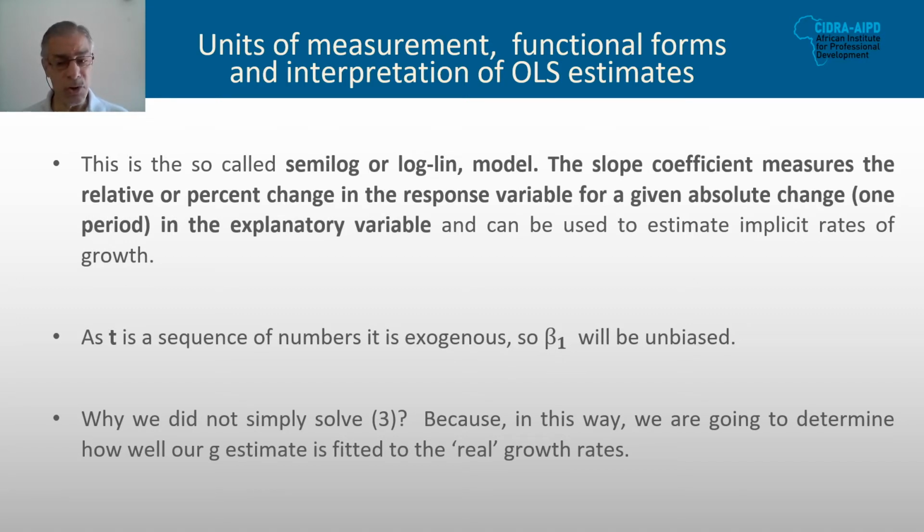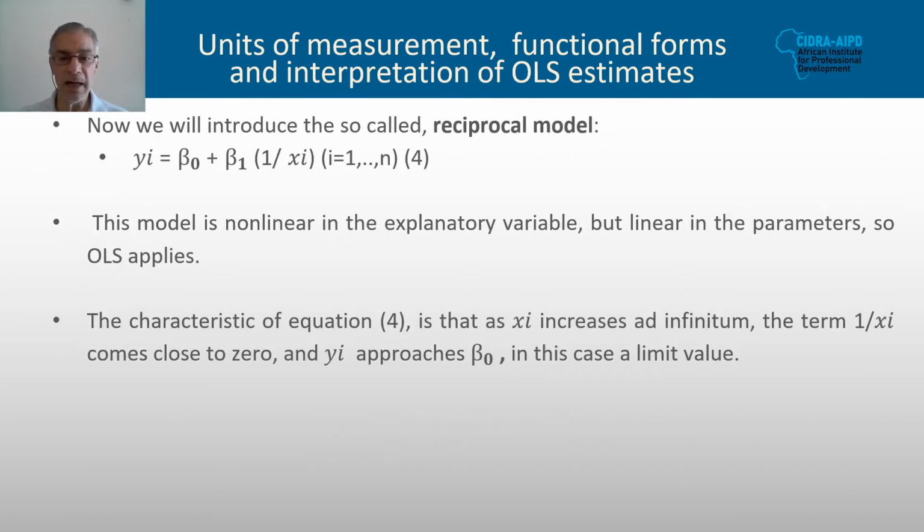Then also remember that t is a sequence of numbers, so the independent variable is going to be exogenous. We don't have the problem of biased estimator that we saw in the last session. And so in that way, we are going to have much more information about g. So I advise you, when you calculate the rate of growth, that you use this linear model in order to estimate g. Other example.